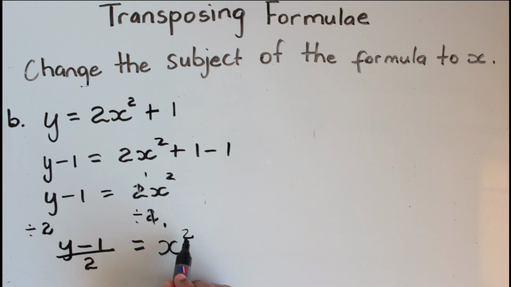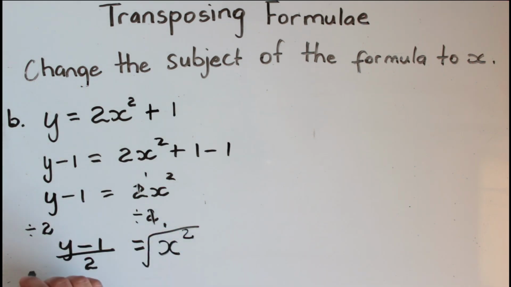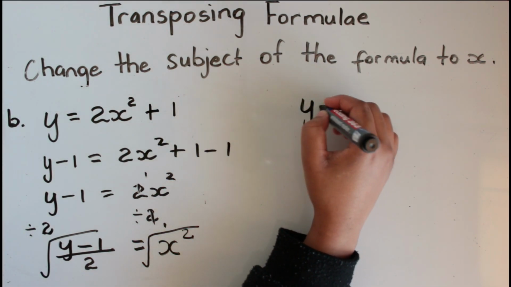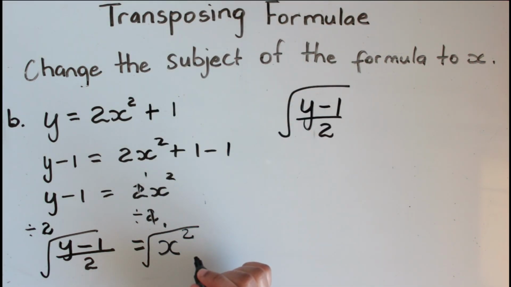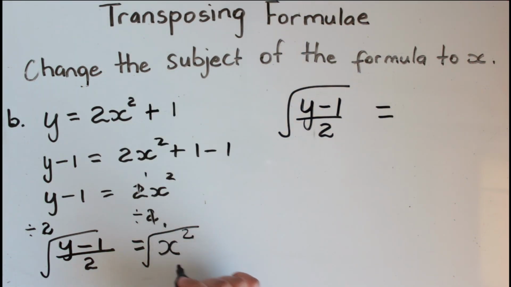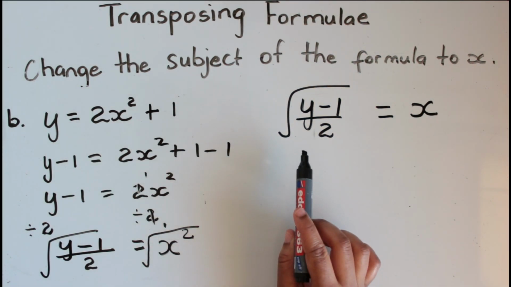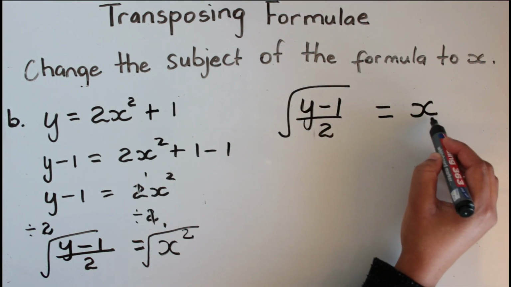So again, like in our previous example where we have that square, we need to do the opposite operation, which means that we need to find the square root. So we find the square root of both sides. I do that to indicate I'm finding the square root. So now I have the square root of y minus 1 all over 2, taking the square root of all of that, and that's equal to, when I take the square root of x squared, I simply get x. So my final answer for this is the square root of y minus 1 all over 2 equals x. And this is what I wanted, x to be the subject.